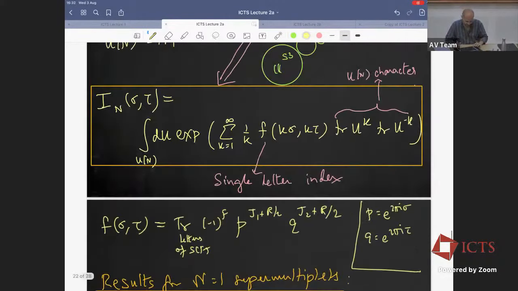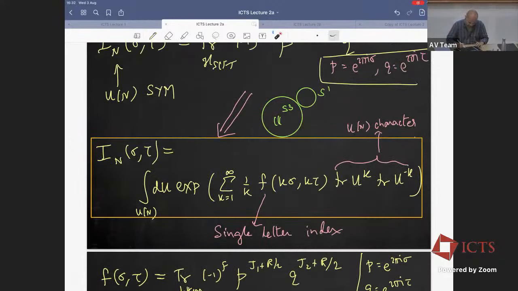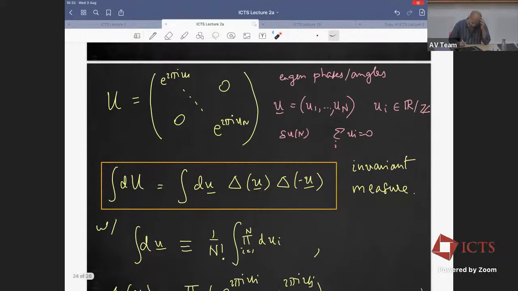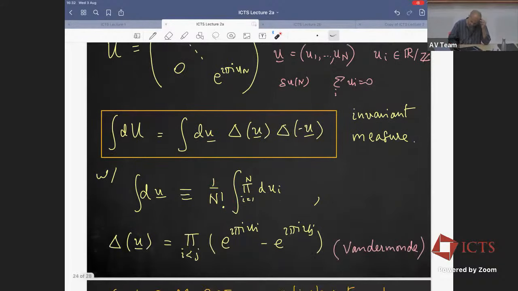And then finally, the last part is the measure. The measure is the invariant measure, the Haar measure. So if you diagonalize the unitary matrix, these are some eigenvalues. I'm going to call these small u's the eigenphases or eigenangles. There are N of them for a U(N) theory, and for SU(N) there's one constraint. And the measure is the usual invariant measure. So it's a flat measure on these N variables, some Weyl symmetry factor, and there's a Vandermonde determinant over here.